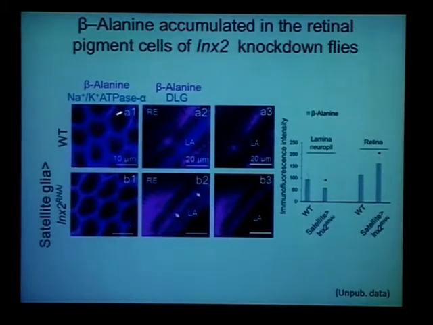To know this, we looked at the knockdown flies and the beta-alanine distribution pattern, and we found that in this knockdown case, you can see a large amount of beta-alanine accumulated in the pigment cell as compared to the wild type. Then we looked at the epithelial glia region, which is co-stained with DLG, and this marks the region of the epithelial glia. And you can see in this case that there is a reduction of beta-alanine, which suggests that somehow blocking this network is blocking the transport of beta-alanine from pigment cells to the lamina epithelial glia.